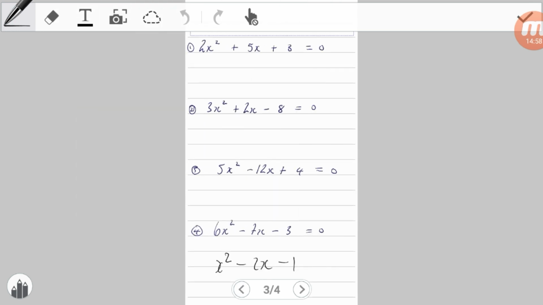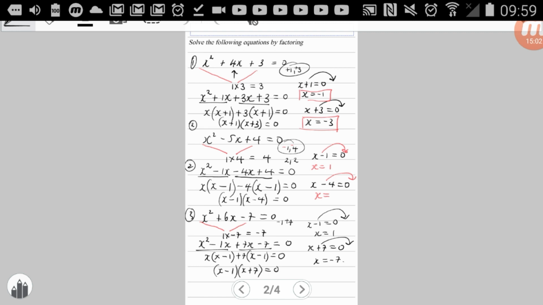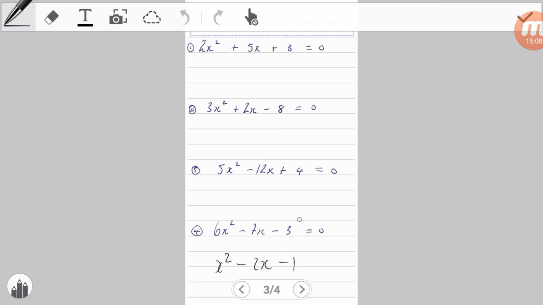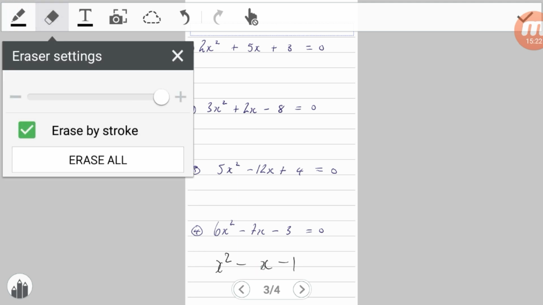I don't think I've written this question correctly. I think this should actually be a 1. Right, this should be a 1. There we go. Should not have been a 2, guys. I don't think that it's factorable.